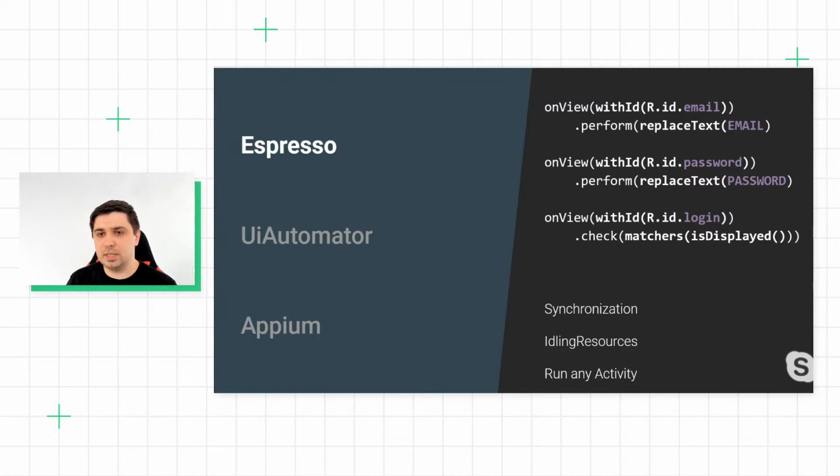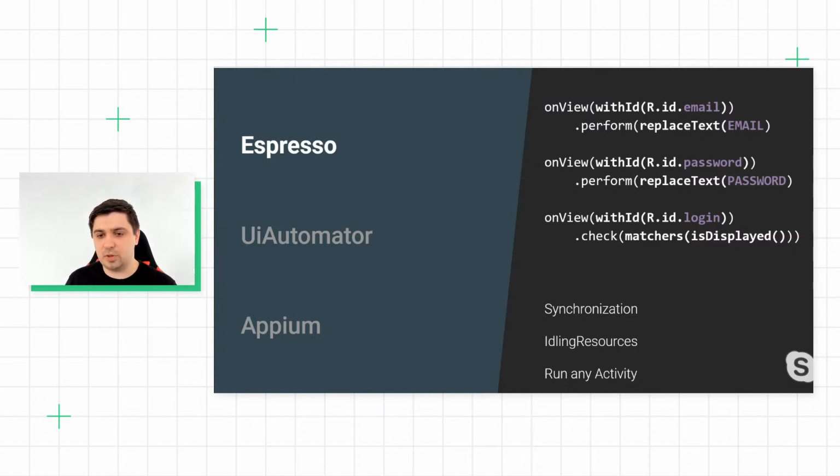As an example, in this case, we are looking for a view with ID email, replacing some text, looking for password, also entering the password, and checking that the login button is displayed. As you can see here, we use different operators like perform and check. We can combine them in one step, and we can find a view, check that the view is displayed or has some possibilities, and after it just do some action with it.